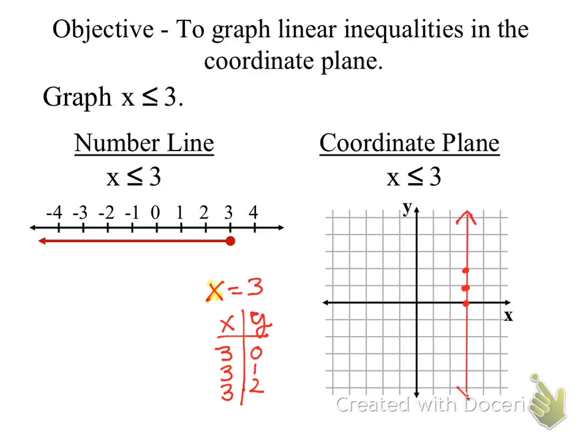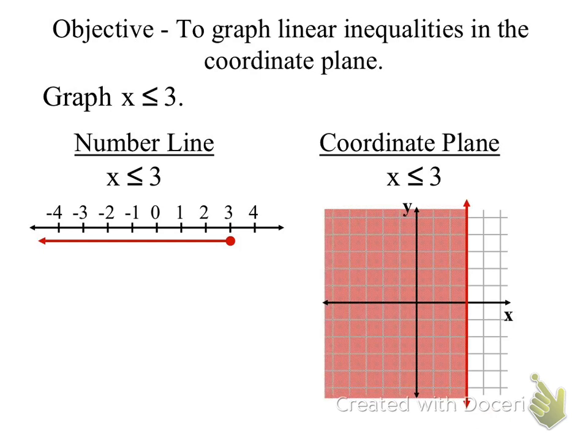But what makes this different is that it's an inequality. Okay, but read that. X is less than or equal to 3. On the x-axis, where are the numbers less than 3? To the right or to the left of the line? To the left. So it would be that area that we are going to shade. And we shade the entire area.